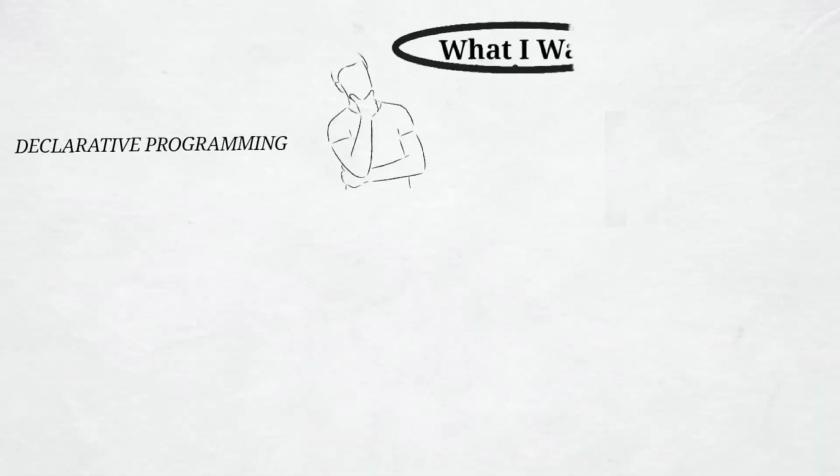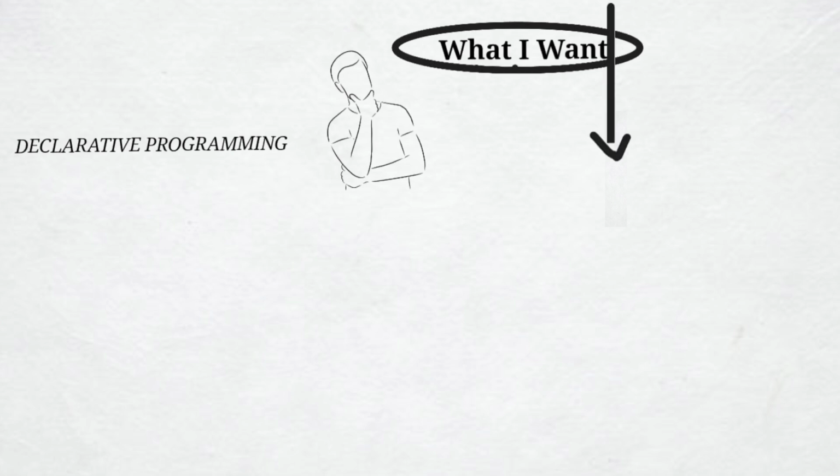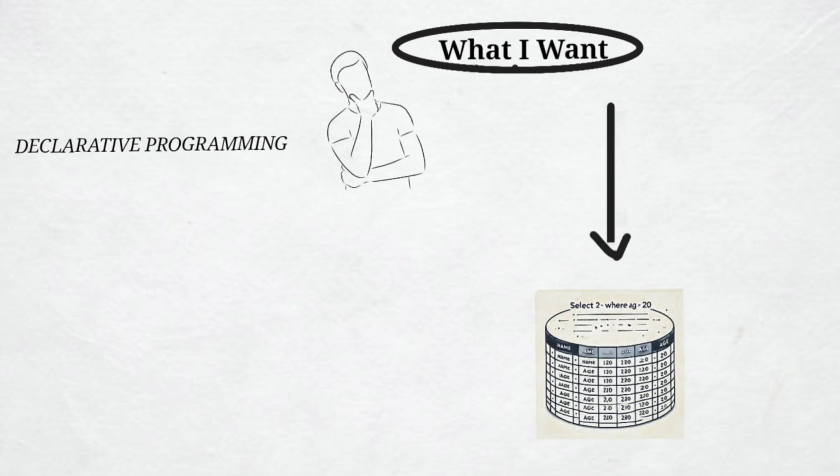Finally, declarative programming. This style focuses on what you want rather than how to do it. For example, in SQL, you just declare, "Select all rows where age is greater than 20," and the system figures out the details.